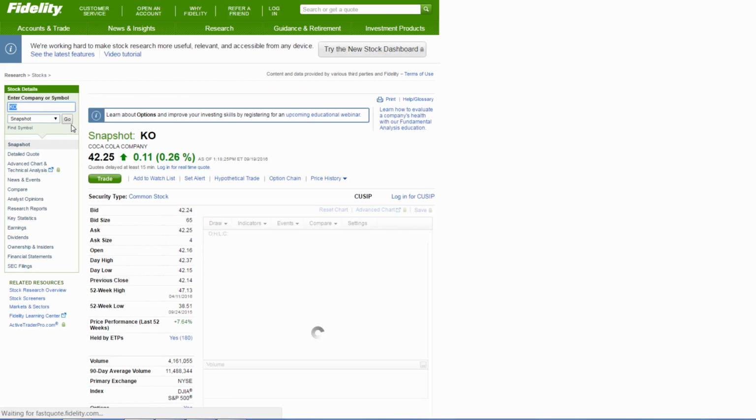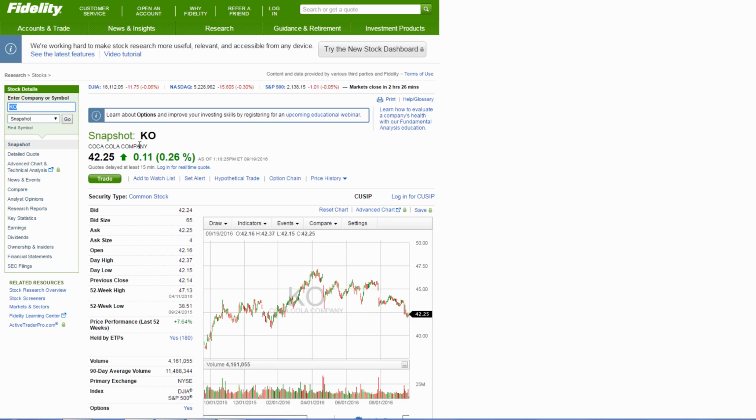So let's do that. Here's a snapshot of KO, or the Coca-Cola Company. They're a beverage manufacturer, of course. They make a lot of things like Coke and Diet Coke. They own a lot of other companies as well. And this gives you information on them, just a quick snapshot. Price changes every day, of course. You can get more information over here on the left-hand side.